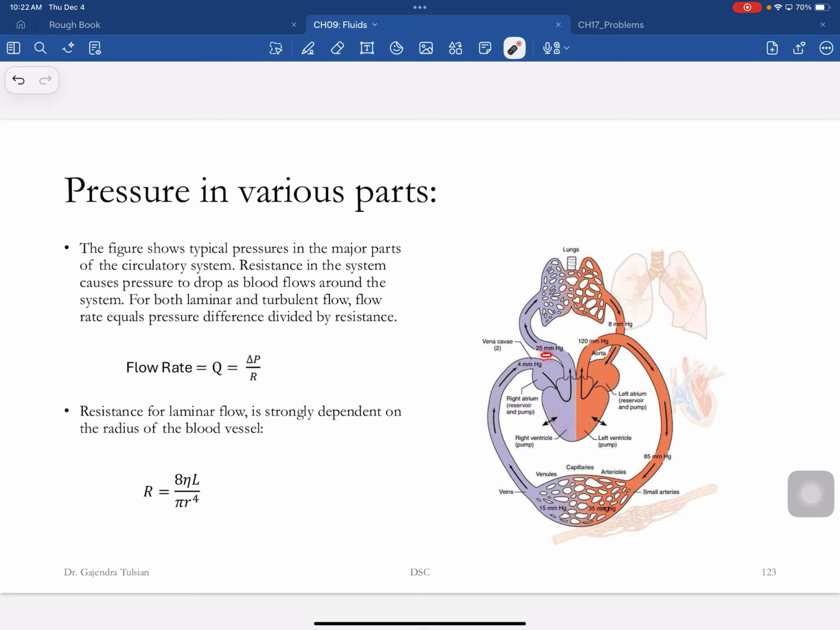By the way, these pressures are gauge pressures. They're not absolute pressures. Okay. What does it mean when you say it's a gauge pressure?